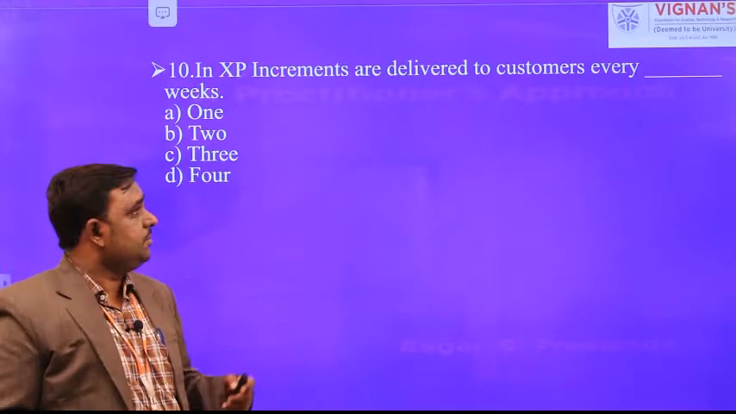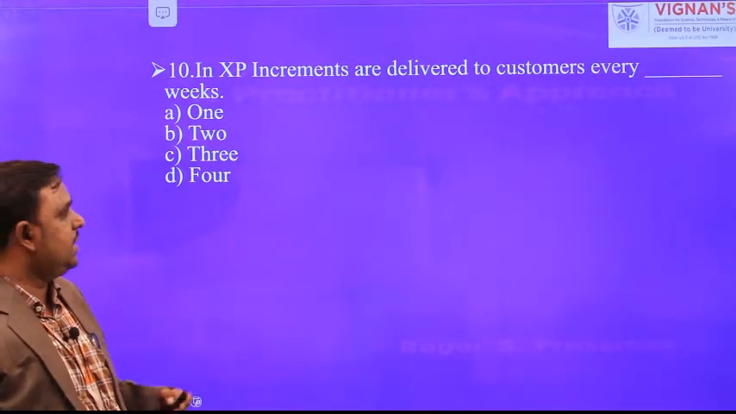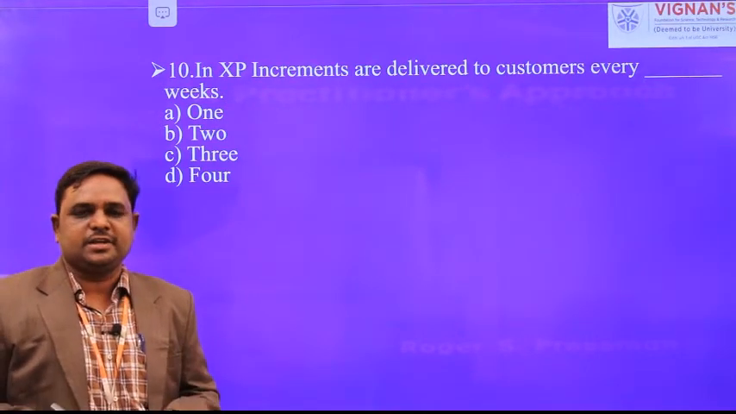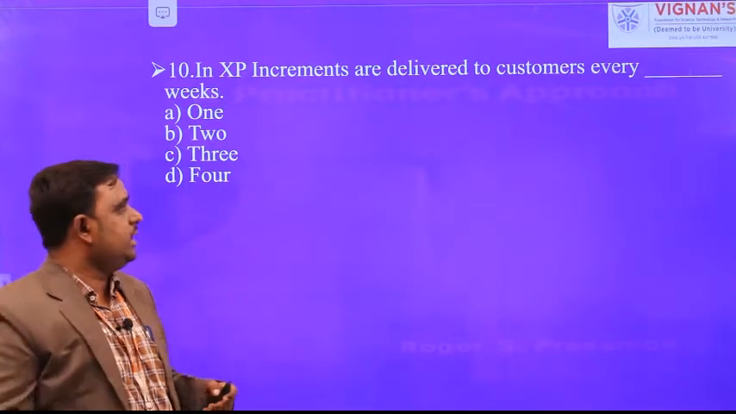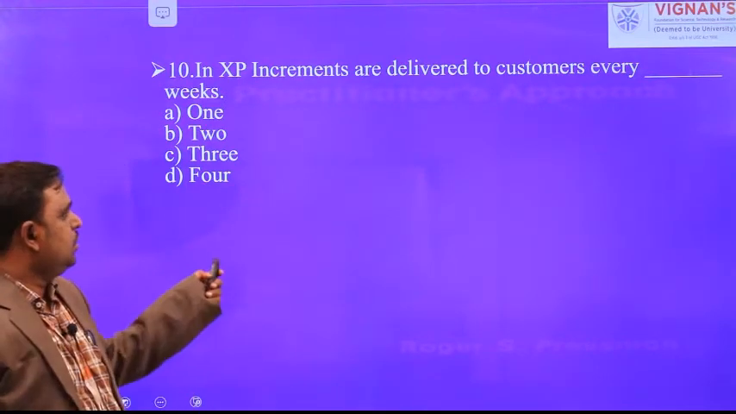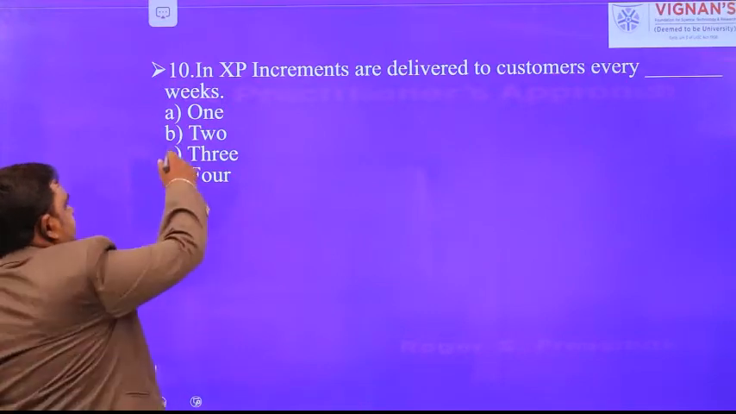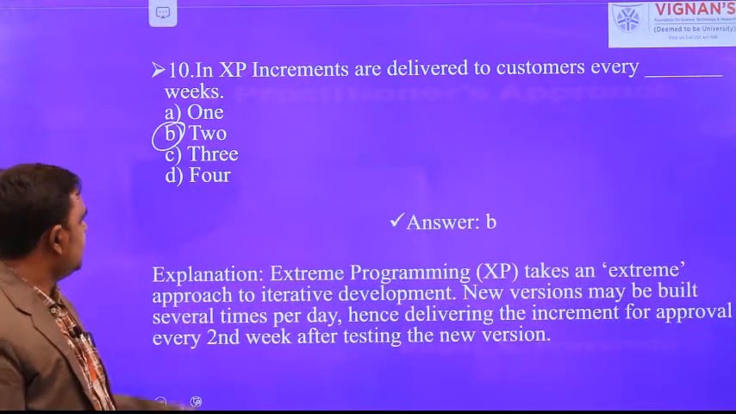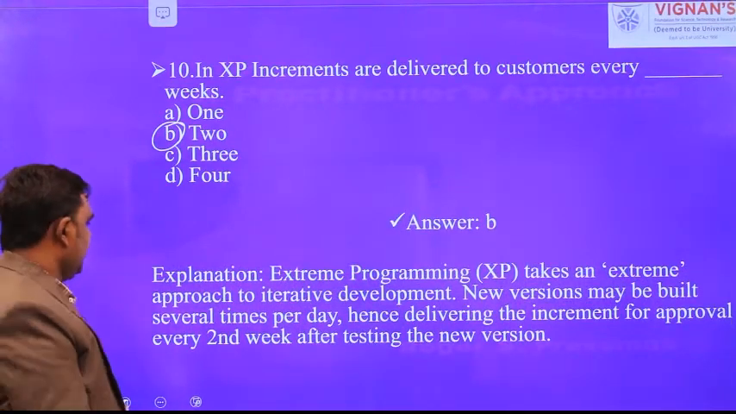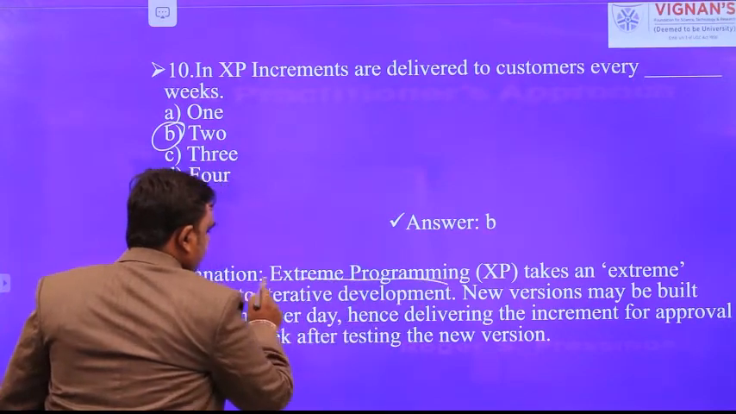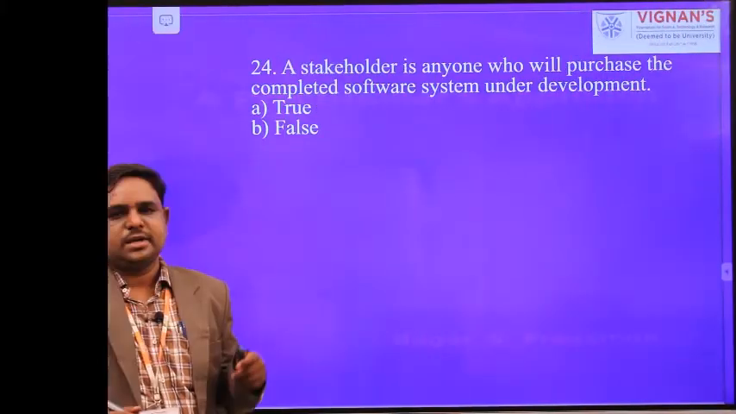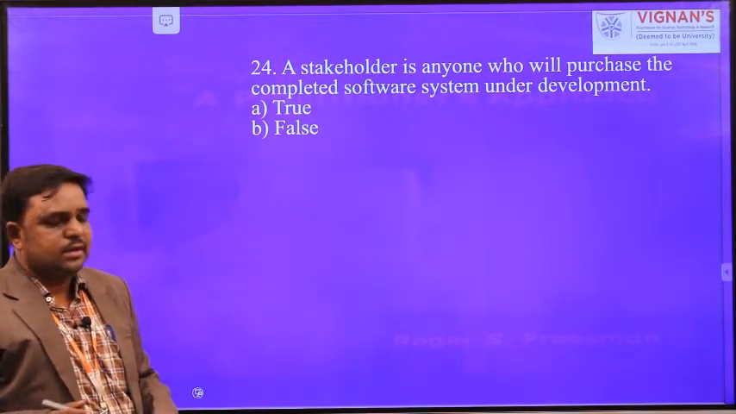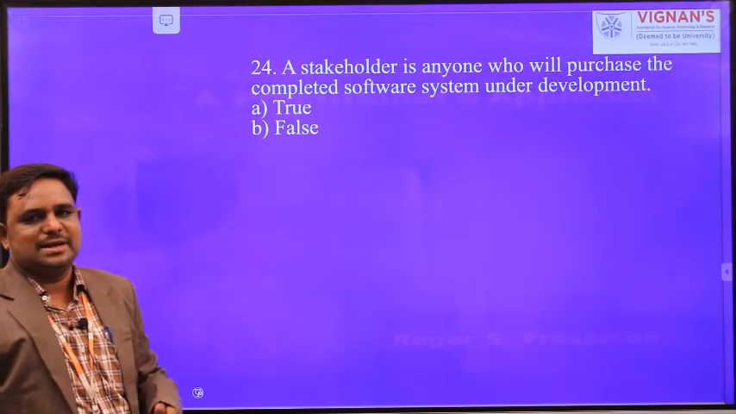Next one. In XP, increments are delivered to the customer every dash weeks. Every how many weeks? In extreme programming, how many weeks do we need to deliver the software? We need 2 weeks. So for every 2 weeks we are going to deliver the software. So the answer is B. In extreme programming we follow the iterative approach. Next question: a stakeholder is a person who will purchase the completed software system under development. The answer is false.